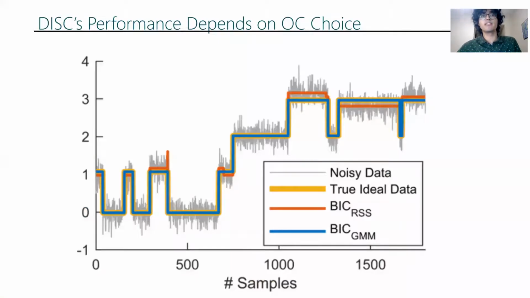In this work, we analyze DISC, or the Divisive Segmentation and Clustering algorithm, which is used for idealizing single molecule data. Idealization is a process where we take noisy data and try and find the true underlying data which generated it. However, as we see in this figure, two different objective criterion which guide DISC's idealization, BIC RSS and BIC GMM, lead to different performance on this trace.